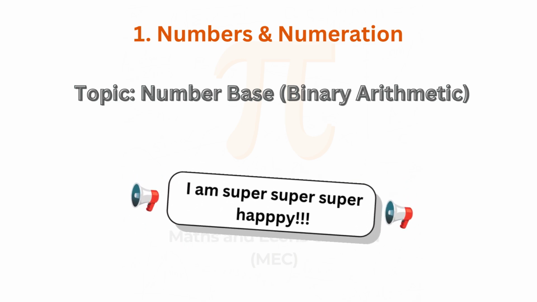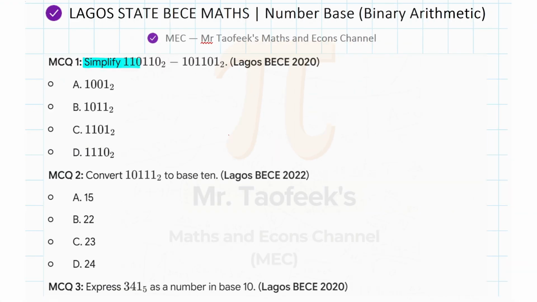So the very first question we have today says simplify 110110 take away 101101 base 2. Okay, so this is a BECE past question. So what do you have to do? Just write out the numbers, align them correctly. The number that stays on top is going to be 110110 base 2, take away.